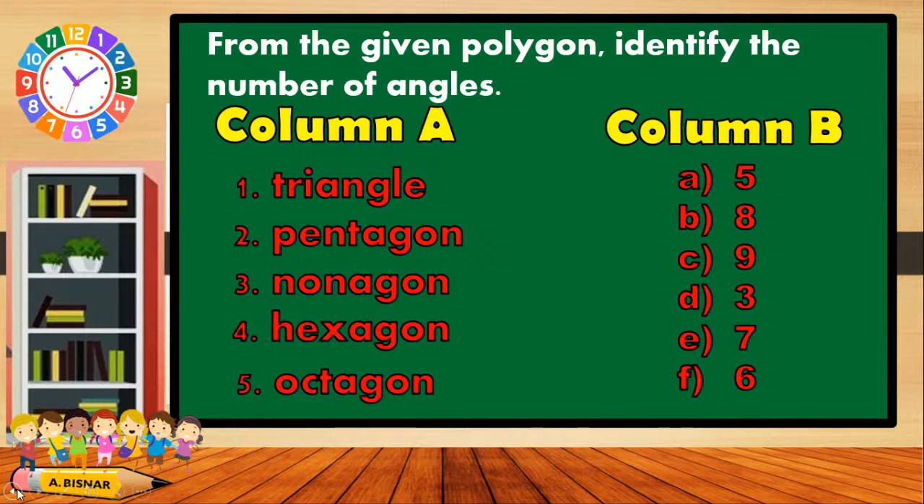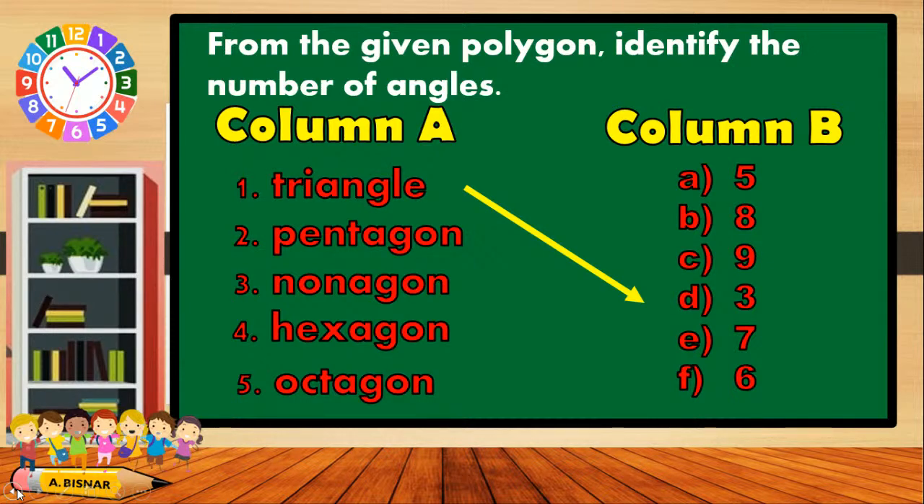Triangle. Triangle has how many angles? Type your answers. Okay, that's correct. Number 1, letter D. Triangle has 3 angles because it has also 3 sides and 3 vertices.